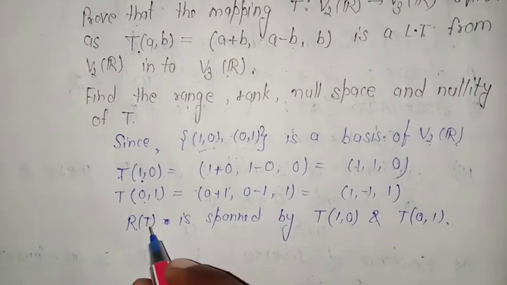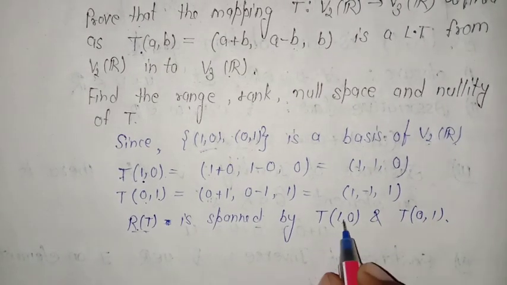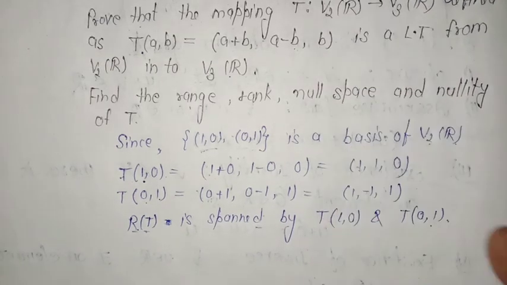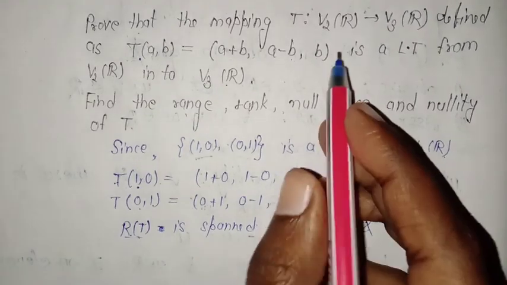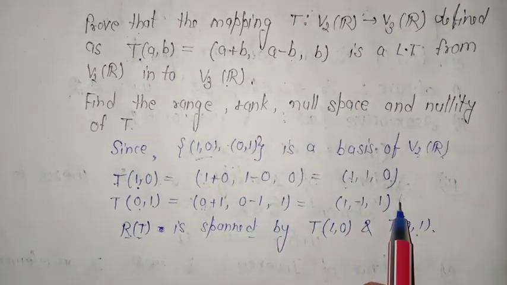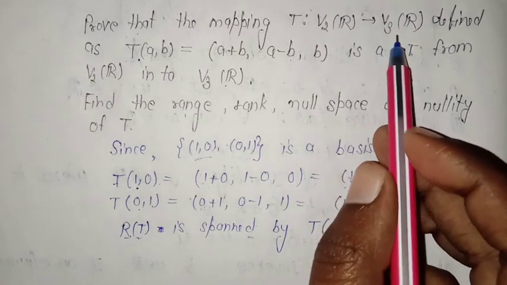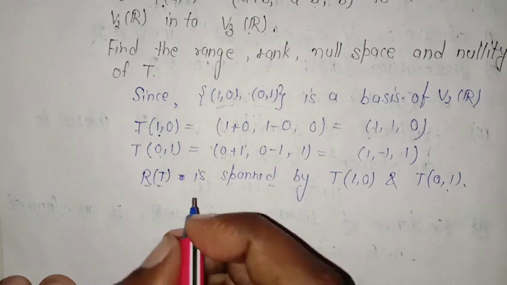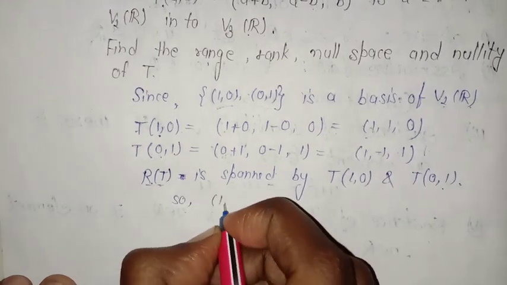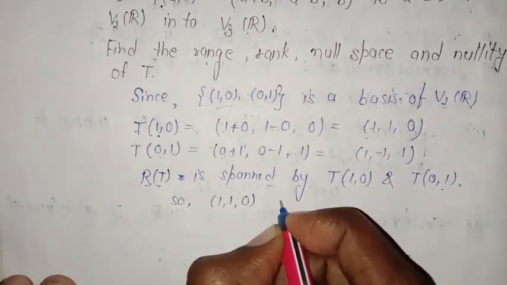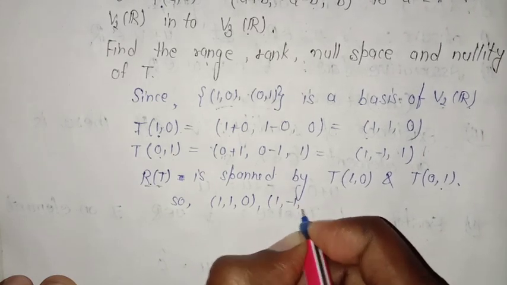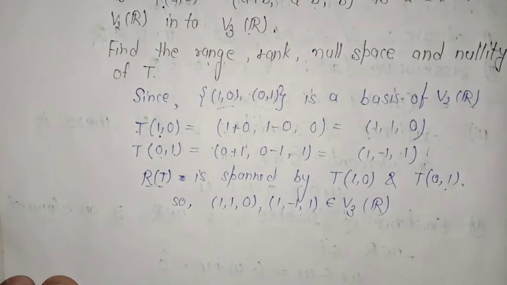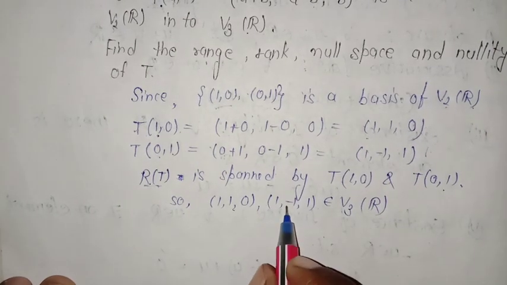So if the range of T is spanned by these elements, where do these elements belong? They belong to V3 over R, because they belong to the range space of T, and the range is found in V3 over R. So (1, 1, 0) and (1, -1, 1) belong to V3 over R, and these two vectors are also linearly independent (LI).